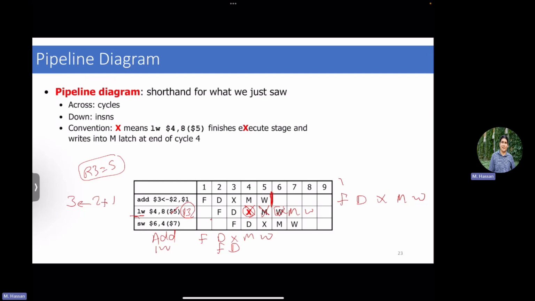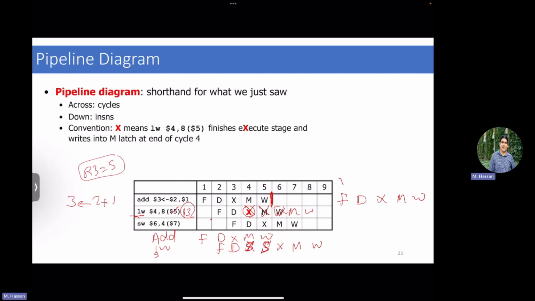So I stall. How much do I stall? Well, I stall until I know that I'm able to obtain my address. So I add a stall stage here. We call this S. So there is a stall here, which means you are not executing anything, right? So stall, and then you execute the load, you do the memory, and then you do the write back.